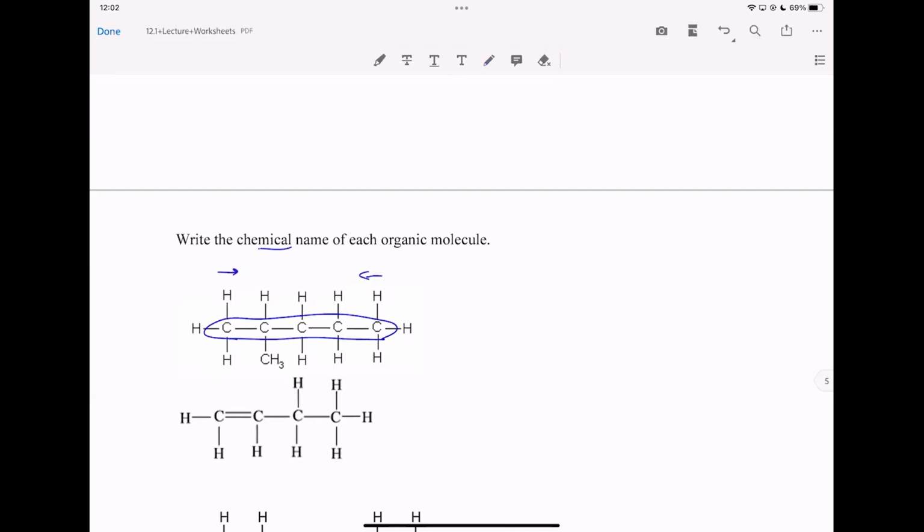So that's this. What's going on here is a branch. This is a branch right here. And numbering this, you're going to choose left to right because you want the branch to have the lowest possible number. So you number this 1. This is carbon number 1. Here's number 2, 3, 4, and 5.